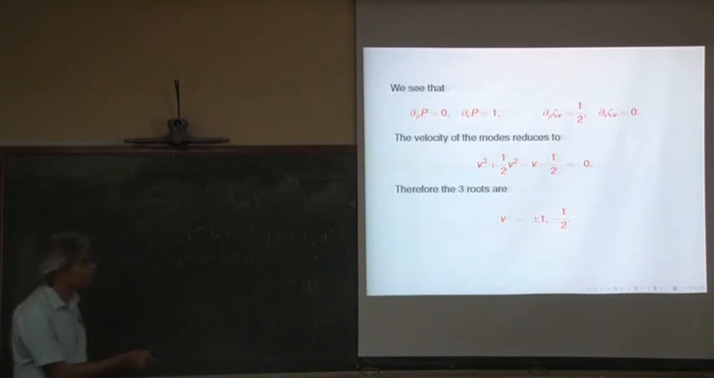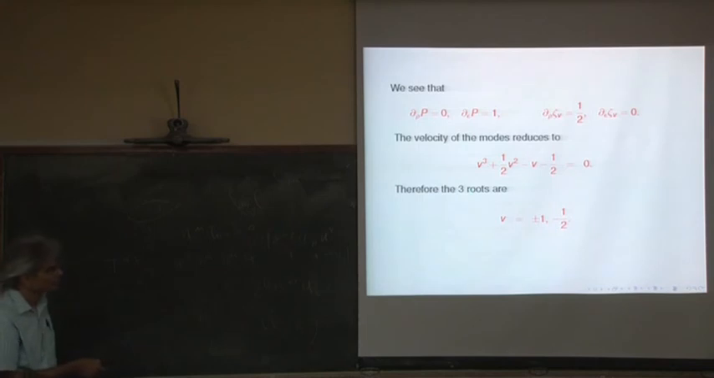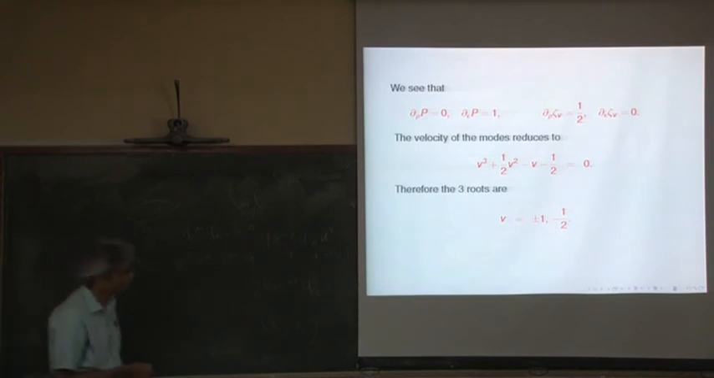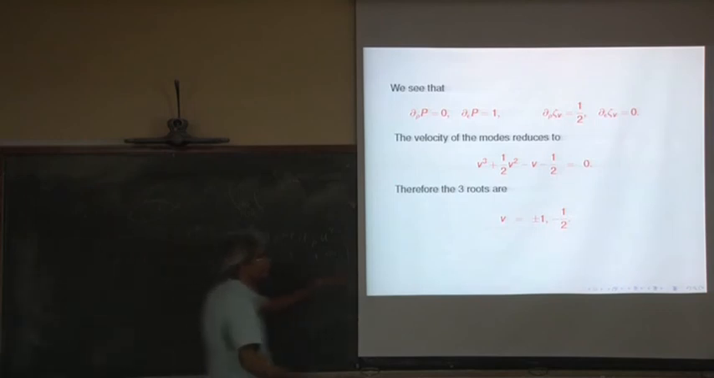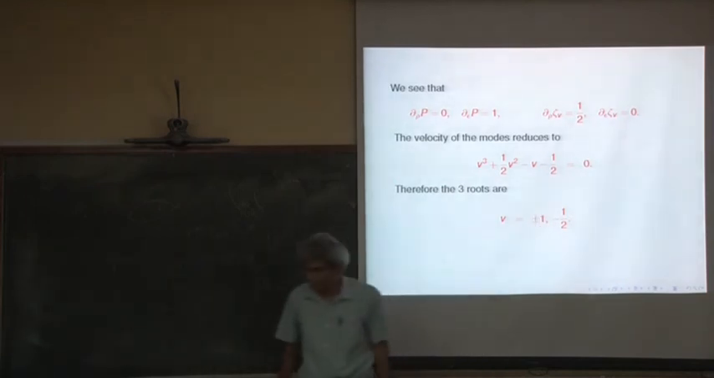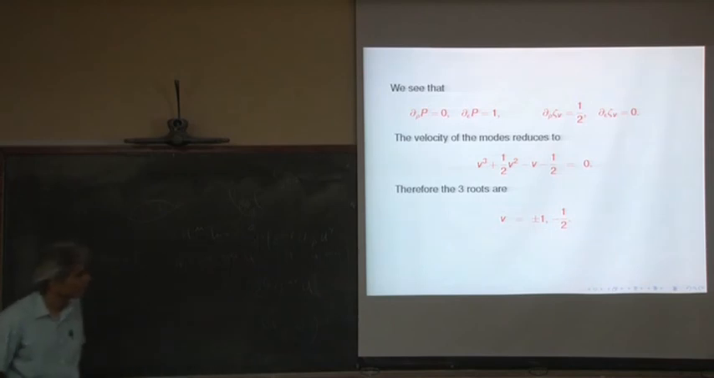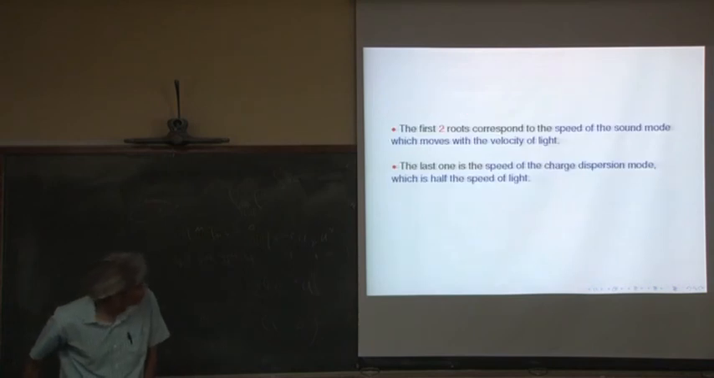Basically, the cubic equation is very simple. It's just this, and there are 3 roots, plus, minus. And of course, if the chirality is changed, it's plus half. So there are these 3 roots. That's a small feature of 1 plus 1 dimensions.